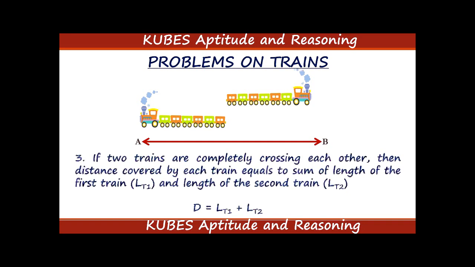And one more point I want to add here. In some problems, you will find that a faster train overtakes the slower train. In this case, also the distance is the same. That is, the distance equals the length of the first train plus the length of the second train.